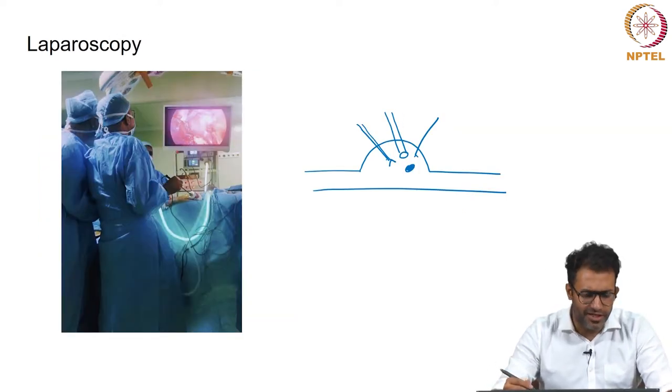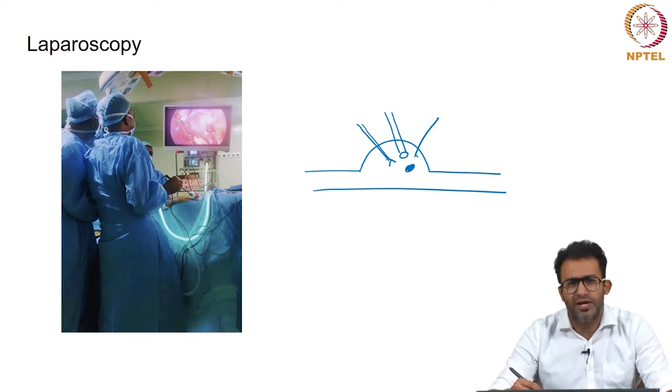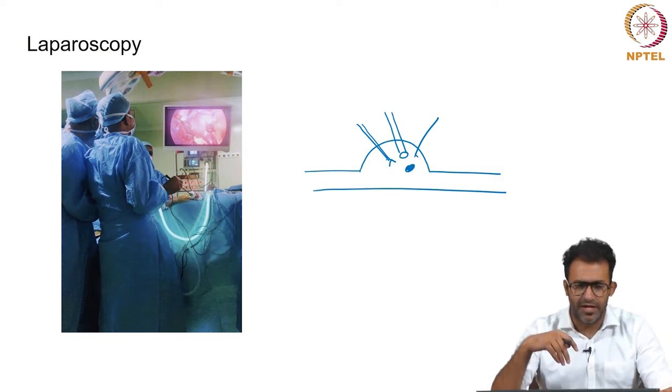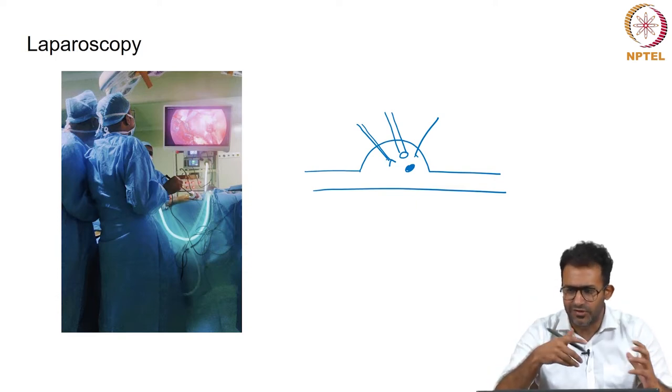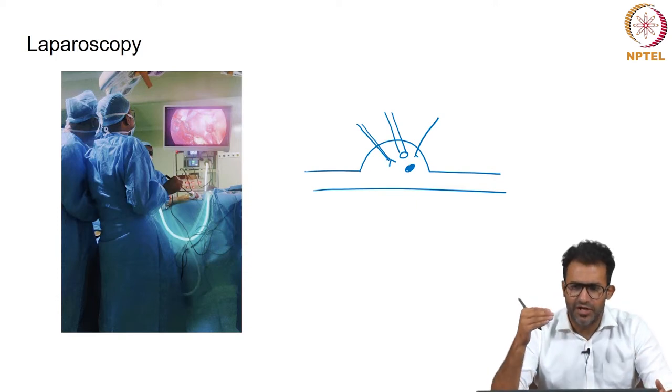Laparoscopy is essentially putting a tube inside the abdomen. That's me on the screen. What I'm trying to do is remove the gallbladder, an organ just under the liver. Since the early 90s, laparoscopy has been considered the gold standard for gallbladder surgeries. In many other fields of surgery, laparoscopy is slowly emerging as a gold standard. These days, we perform a whole gamut of procedures through laparoscopy.